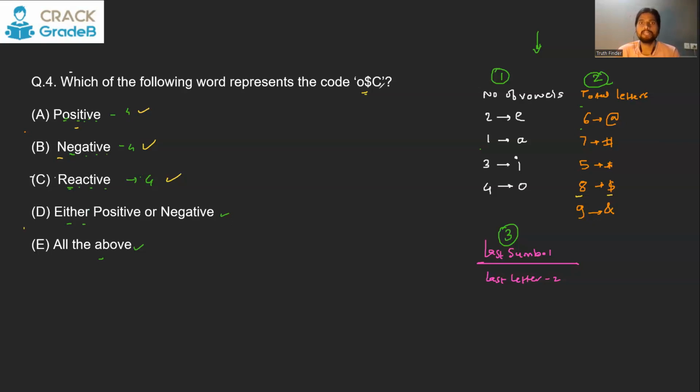And lastly, C is the third letter, so the word should end with 3 plus 2, that is 5, because 5 minus 2 is 3. So the fifth letter is E, and the word should end with E. This ends with E, yes. This ends with E, yes. This ends with E, yes. That means all of the above. Which of the following words represents the code O $ C? All of the above words. Easy. Let's see one more question.